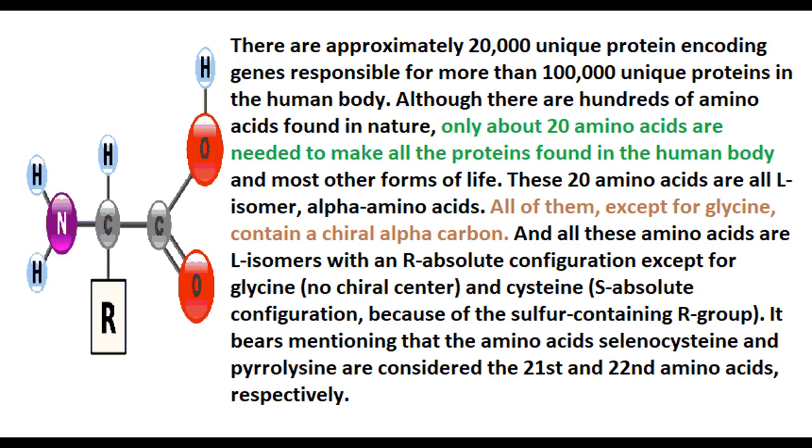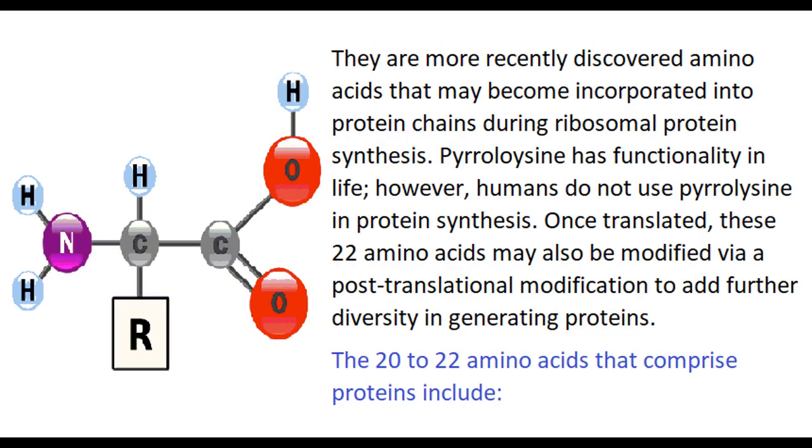It bears mentioning that the amino acids selenocysteine and pyrrolysine are considered the 21st and 22nd amino acids, respectively. They are more recently discovered amino acids that may become incorporated into protein chains during ribosomal protein synthesis. Pyrrolysine has functionality in life. However, humans do not use pyrrolysine in protein synthesis. Once translated, these 22 amino acids may also be modified via a post-translational modification to add further diversity in generating proteins.